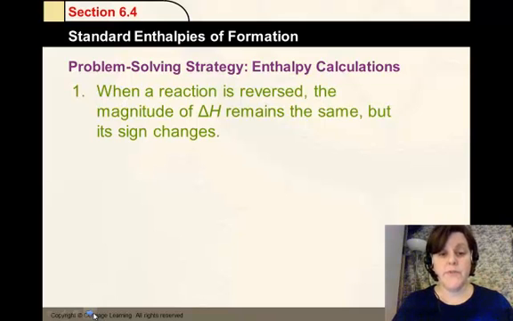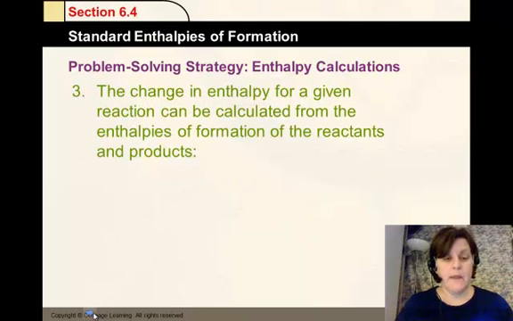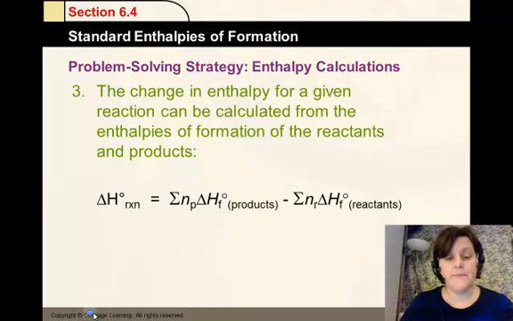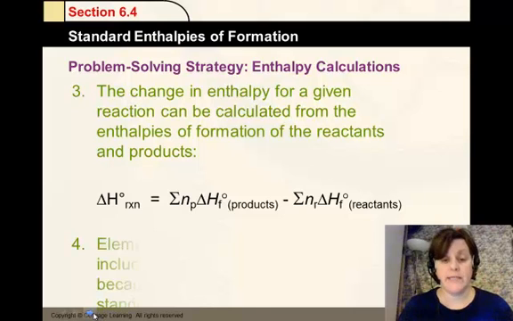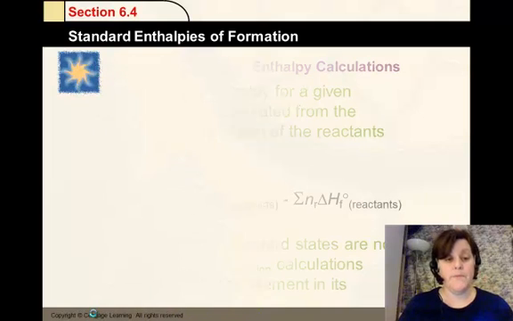When the reaction is reversed, the magnitude of delta H remains the same, but the sign changes, kind of like what we said before. When the balanced equation for a reaction is multiplied by an integer, the value of delta H is also multiplied by that same integer. And the change in enthalpy for a given reaction can be calculated from the enthalpies of formation of the reactants and the products. The way you calculate it is the delta H of the products minus the delta H of the reactants. Elements in their standard states, remember, are 0.